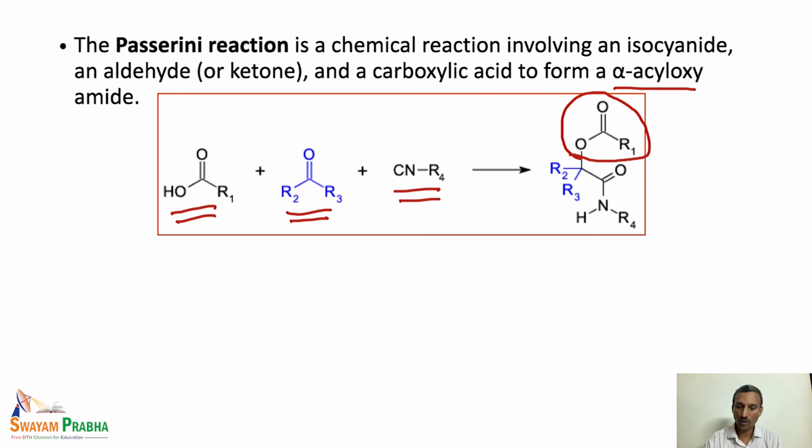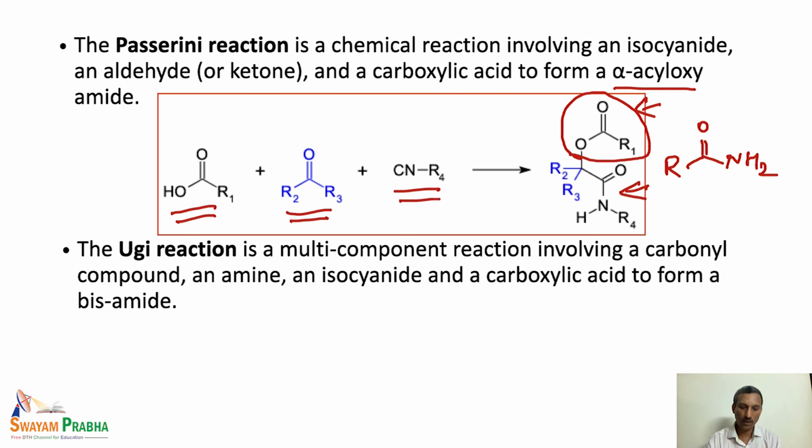If you look at R-CONH2, this is R-CO with NH2, a carboxamide. In the carboxamide, at the alpha position we have the acyloxy unit added here. So this is the multi-component reaction where we have various functionalities. We have the acyl group incorporated here, and we have an amide present here. So two functionalities are added to this product, and that is the reason this is called a multi-component coupling. And similarly, we have another important reaction, which is the Ugi reaction.